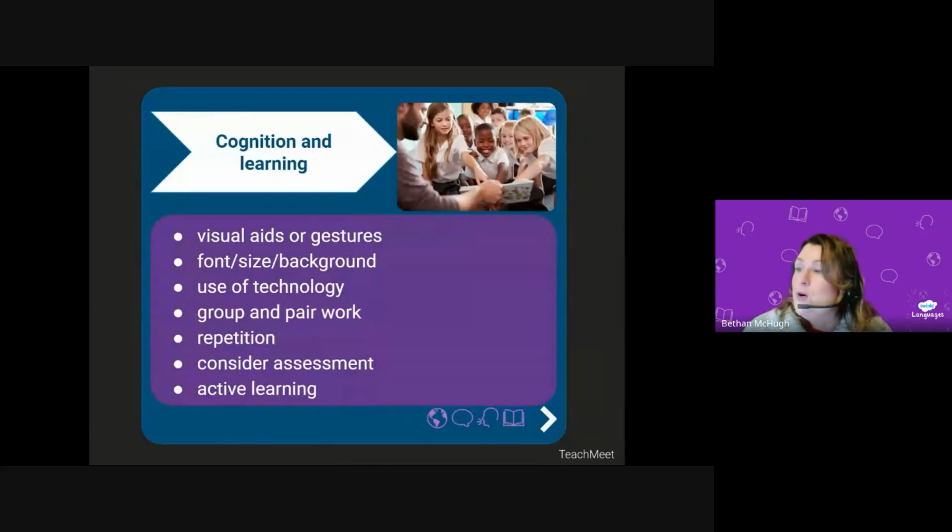So, for cognition and learning, visual aids, as I said before, can be really important. If you've got word mats or knowledge organizers, try and minimize the text. Obviously, all of these things with regards to font, size and background relate to any subject. But it's particularly important in language where you've got accents on words and the letters are unfamiliar, because you need that clarity so that children can see them and recognize those differences.